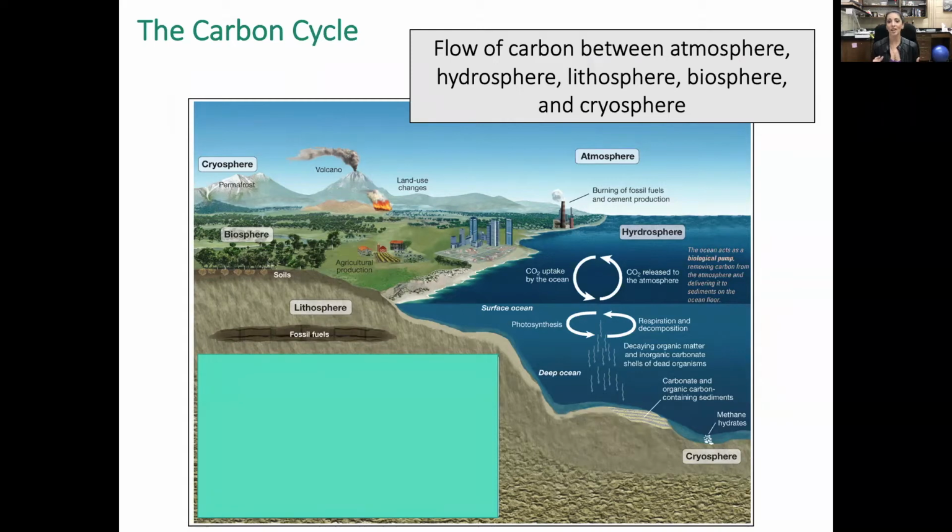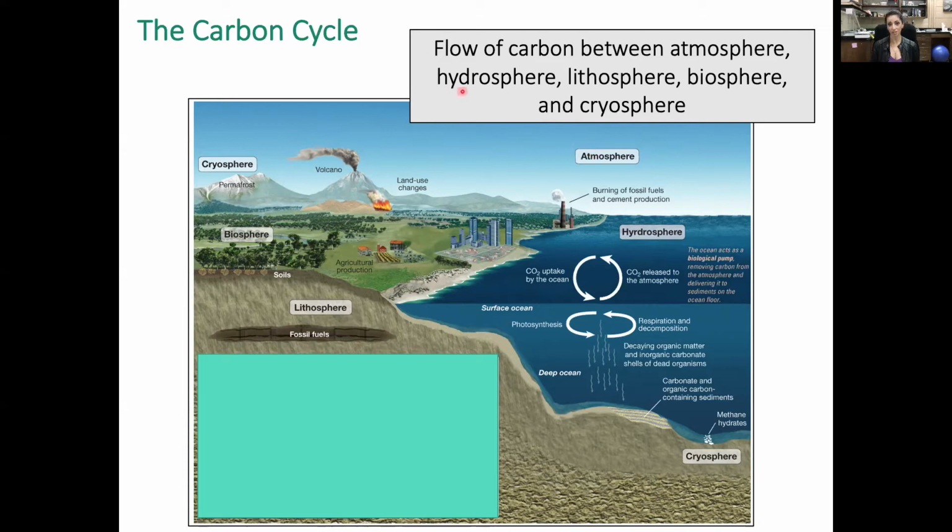So what do I mean by Earth's spheres? We have the atmosphere, the hydrosphere, the lithosphere, the biosphere, and the cryosphere. Those are a lot of terms, but of course, as I love to do, we can break them down to understand explicitly what they mean. So we all know what the atmosphere is. It is the air around us and all of the gases above the ground. And that is pictured in this diagram up here.